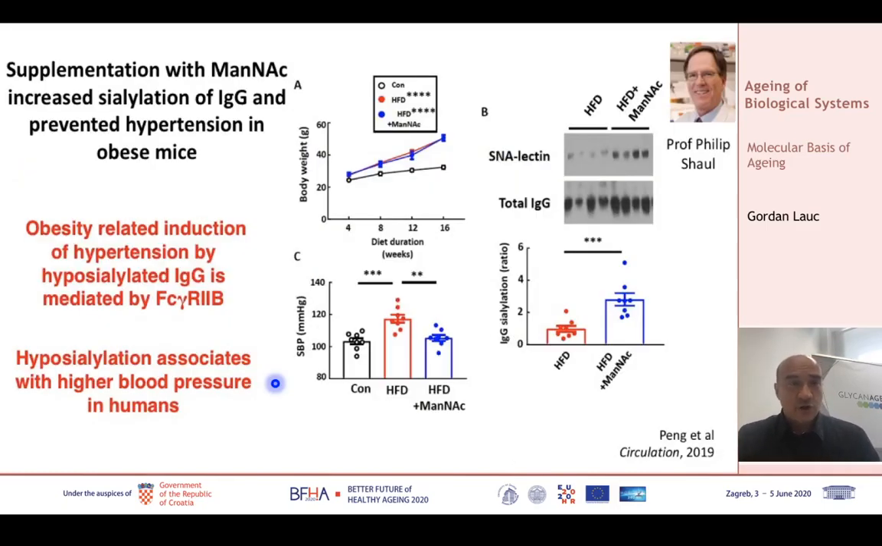Independently, together with Phil Scherer from UT Southwestern, we performed a series of experiments where he showed that in mice you can prevent the development of hypertension, even if mice are obese, if you supplement the food with a precursor which will improve glycosylation. So improved glycosylation of IgG actually protects mice from the development of hypertension. In humans we did not do an experiment, but we saw the same type of association: people who had lower sialylation of IgG were developing high blood pressure.